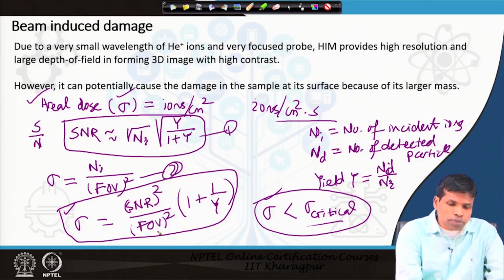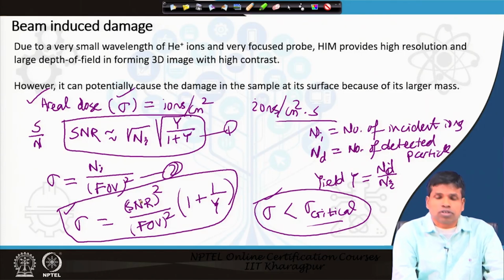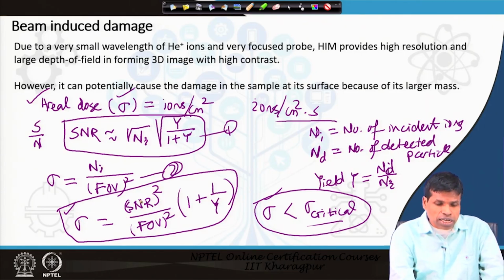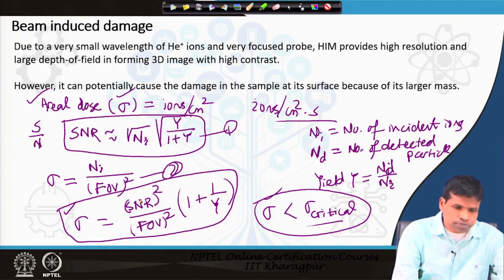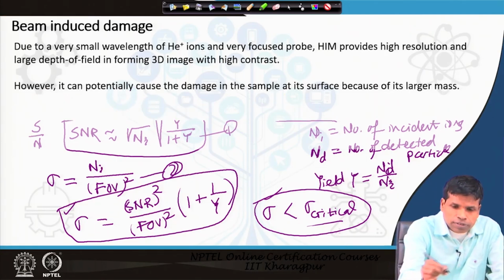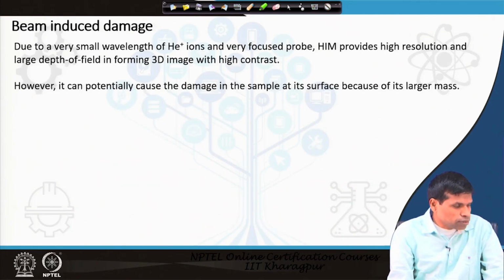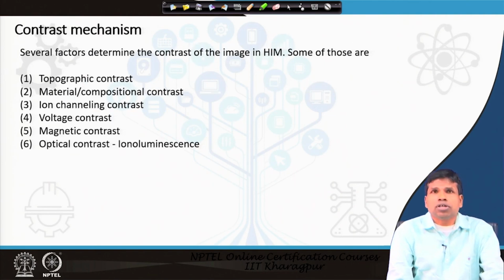So, then field of view. In order to have an ion dose less, according to the formula, signal to noise ratio should be good, and yield is also supposed to be good. Then we talk about different contrast mechanisms. There are several factors that determine the contrast in the case of helium ion microscope.